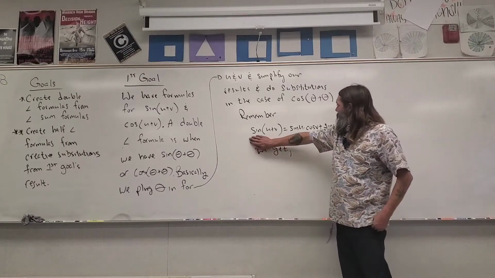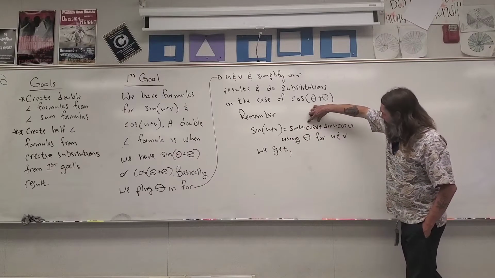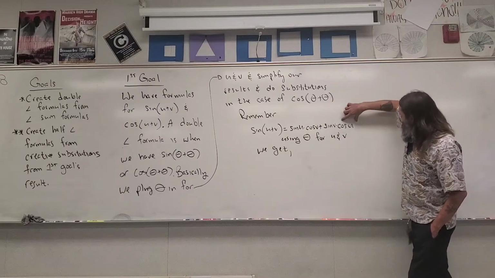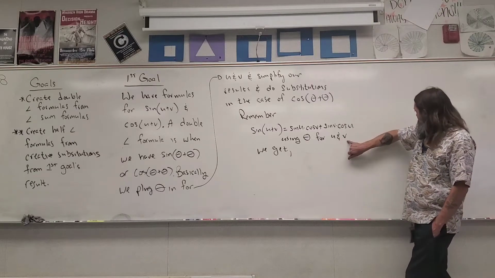Remember, our formula for sine of u plus v is sine of u times cosine of v plus sine of v times cosine of u. And we're going to use theta for the values of u and v.